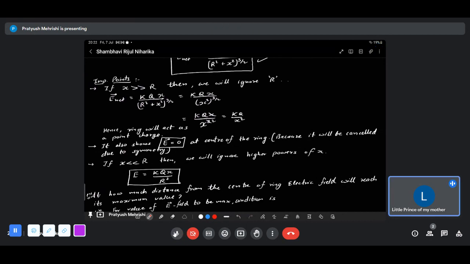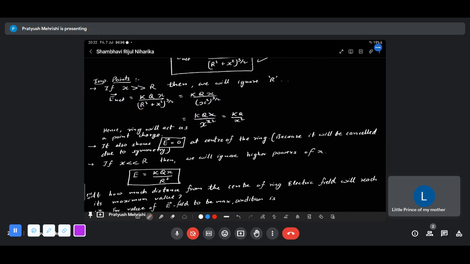So we can say R by 2, we can differentiate and equate to 0. At r by 2, or r by root 2? Root 2, sir. At r by root 2 it is maximum.